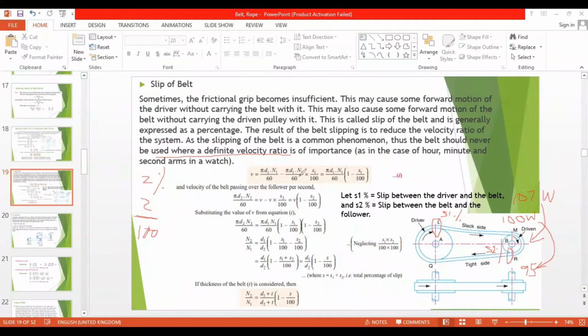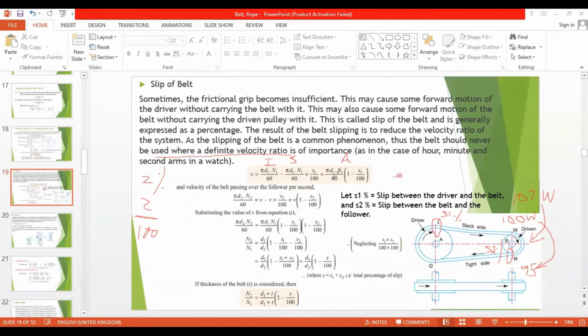If there is some slip, I will deduct πd1n1/60 × S1/100, because this is the occurred slip. The ideal one minus the slip will give you the actual occurrence. So I will deduct this πd1n1/60 × S1/100 from the ideal one.